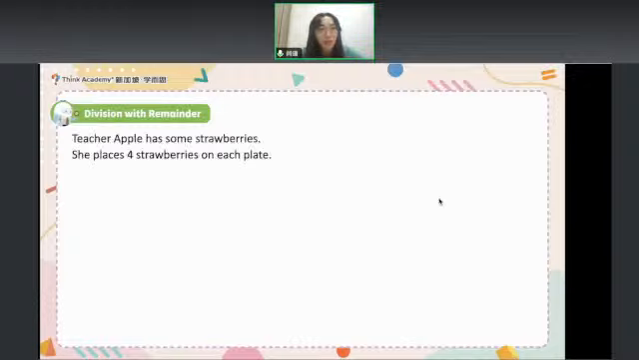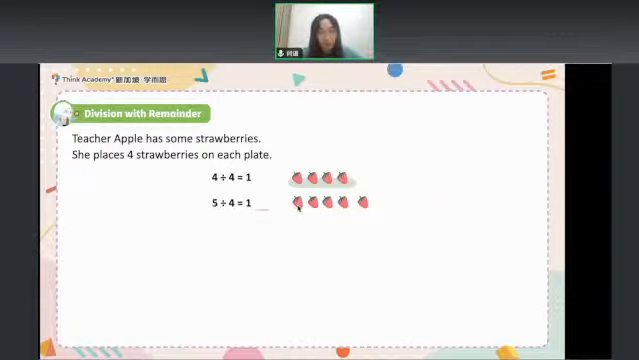So next one, teacher Apple has some strawberries. She places 4 strawberries on each plate. So here, 4 for 1 plate. Actually, if you just turn that into division, that is 4 divided by 4, which is 1. And then following this, what can you get? If there are 5 strawberries, it should be 5 divided by 4. That is 1, remainder 1. So actually, what is the remainder? That is for the 1 strawberry that is left over, right?